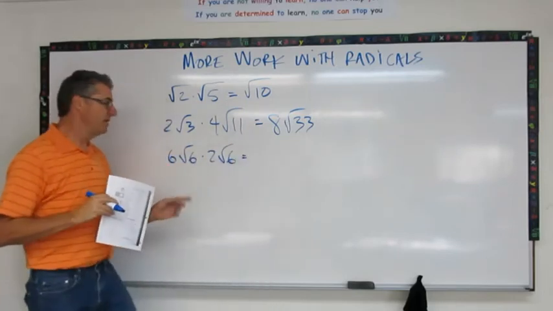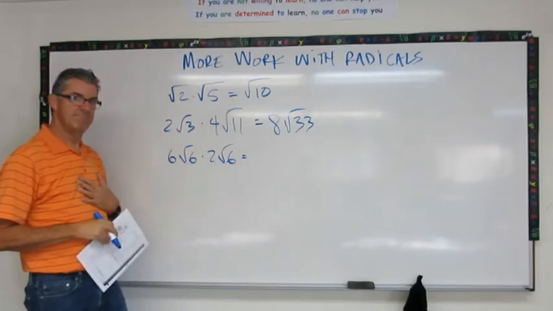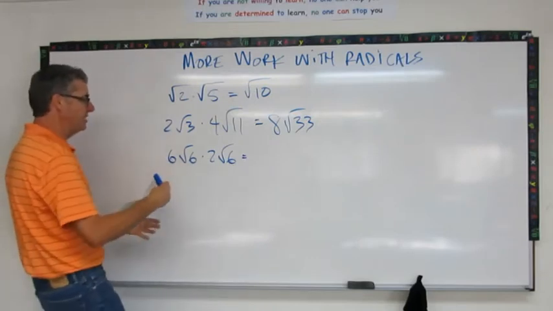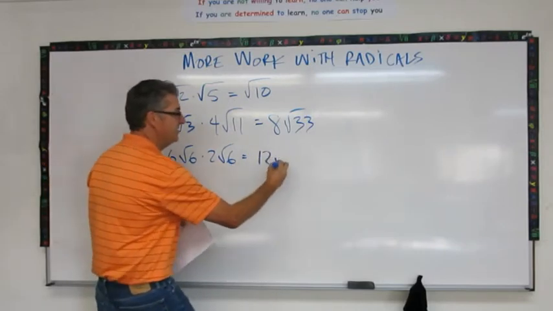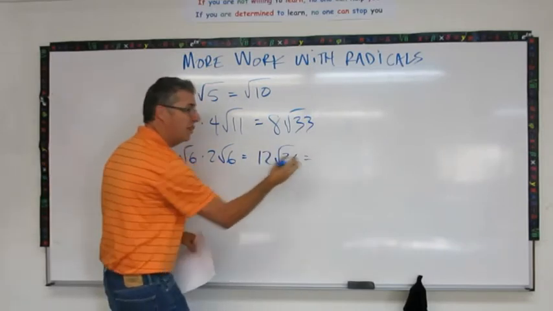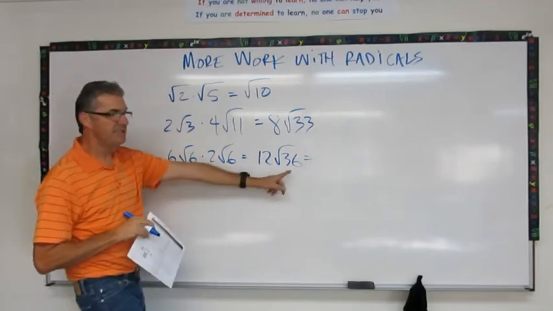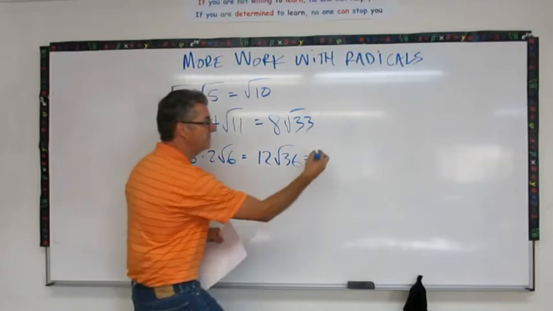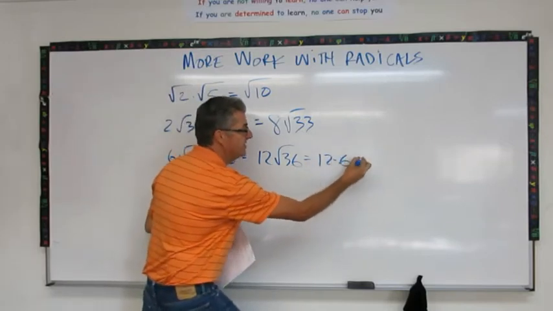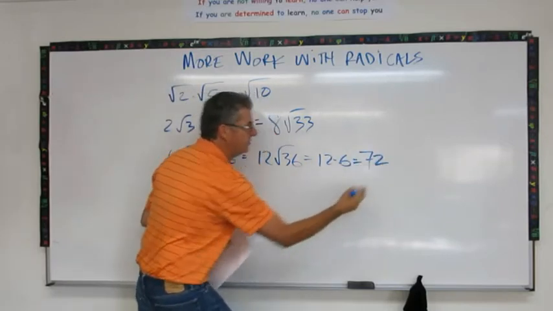So pause the video, give that one a shot. Okay, let's see how you did. Numbers times numbers, that would be 2 times 6, that's 12. 6 times 6 is 36. Are you done? No! That's a perfect square. Square root of 36 is 6. So that comes out, that becomes 12 times the 6, which is 72.